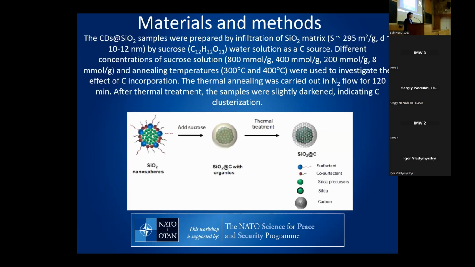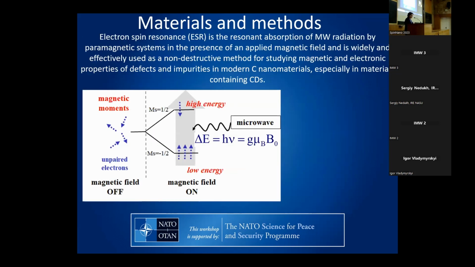In our work, the carbon dot silica nanocomposites were prepared by infiltration of a humid silica matrix. It was a powder with a mean diameter of 10 to 12 nanometers, using a sucrose water solution as a carbon source. Different concentrations of sucrose solution from 800 millimole per gram to 8 millimole per gram were used, and different annealing temperatures were applied from 300 to 400 Celsius. It was done with the aim to investigate the effect of carbon incorporation in our samples.